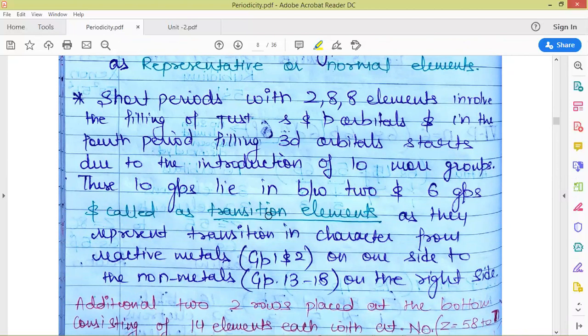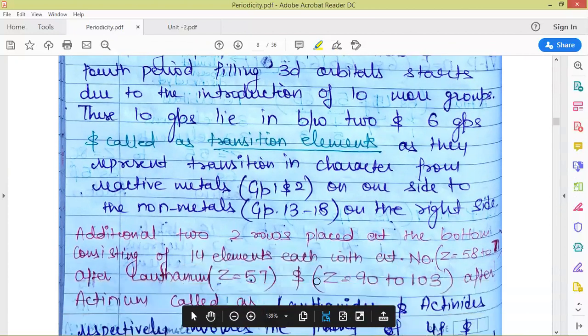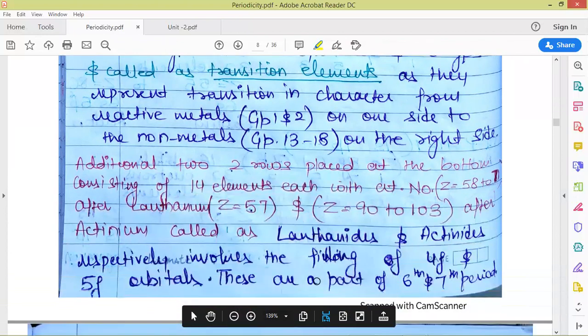These are called transition elements. Elements present in these 10 groups are called transition elements, as they represent a transitioning character from reactive metals belonging to groups 1 and 2 on the one side, and non-metals of groups 13 to 18 on the right side. So, additional 2 rows are placed at the bottom.